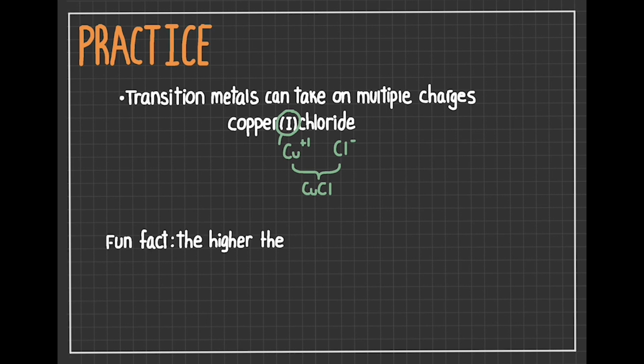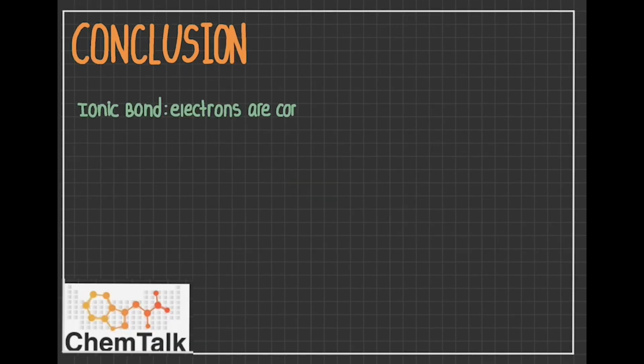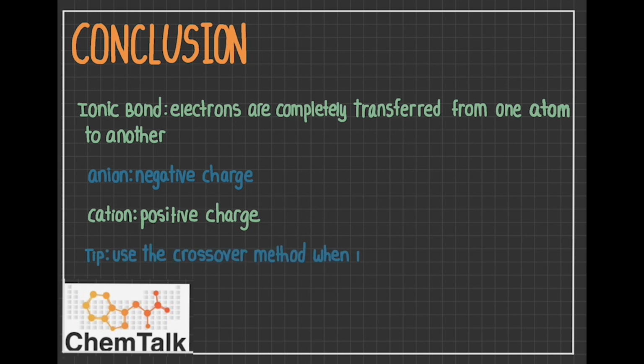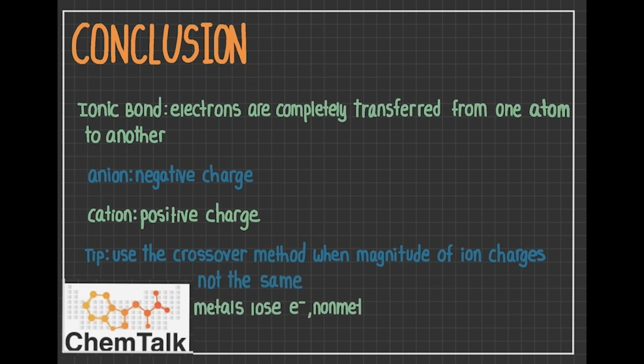One other interesting fact to note is that the higher the charges are of the ions, the stronger their bond becomes. There are other factors that contribute to this, like atomic size as well, but that's a whole different topic. In an ionic bond, electrons are completely transferred from one atom to the other. Now, in reality, a complete transfer of electrons is pretty rare, but we just call it a complete transfer for simplicity. The anion is the ion with the negative charge, and the cation is the atom with the positive charge. A helpful tip is to use the crossover method when there is not a 1-to-1 ratio of the charges. Metals will mainly lose electrons, and nonmetals will mainly gain electrons in ionic bonding.